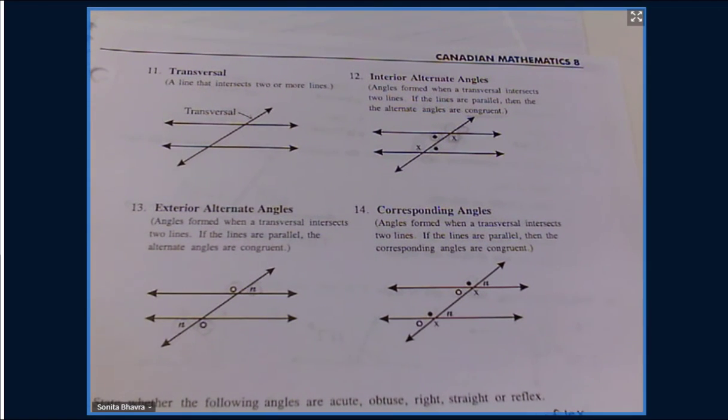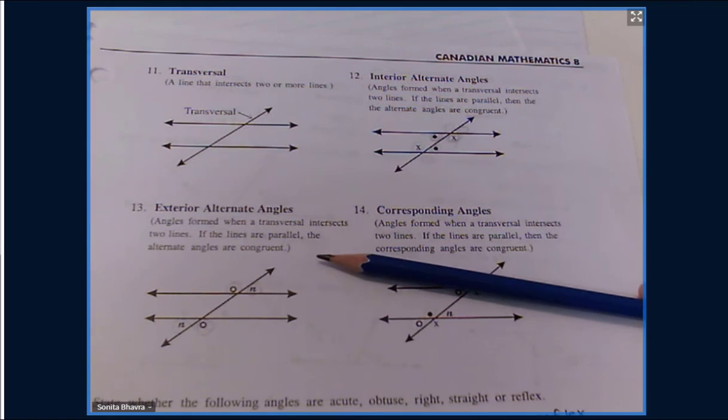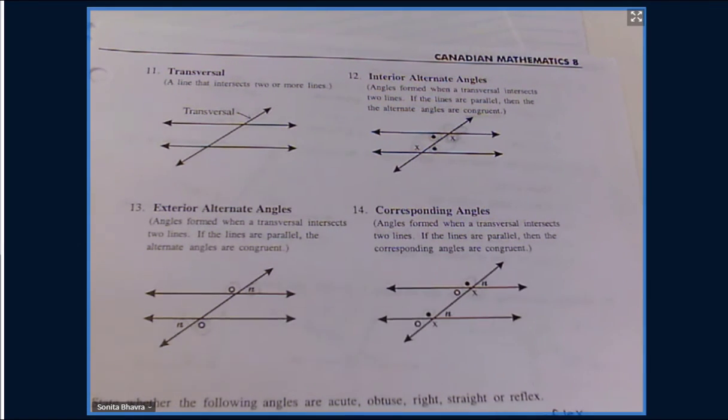And lastly are corresponding angles. These are angles formed when a transversal intersects two lines. And again, if these two lines are parallel, then the corresponding angles are congruent. All right, so this angle here and this angle here are corresponding angles. This one and this one, N and N, X and X. So it's basically taking all of this here, and they're the exact same.